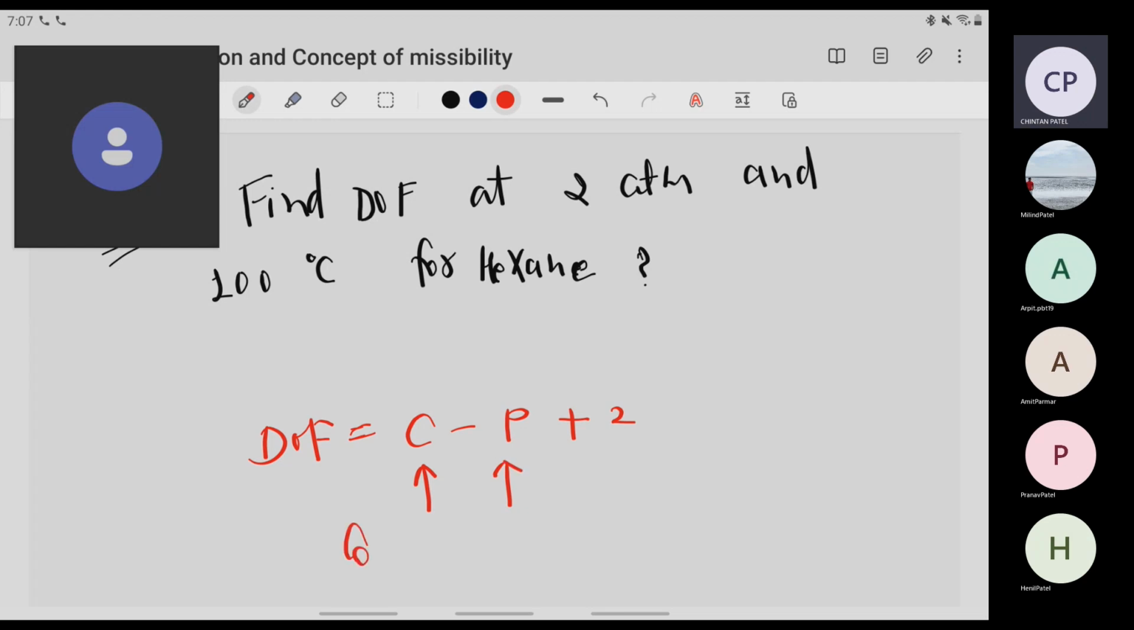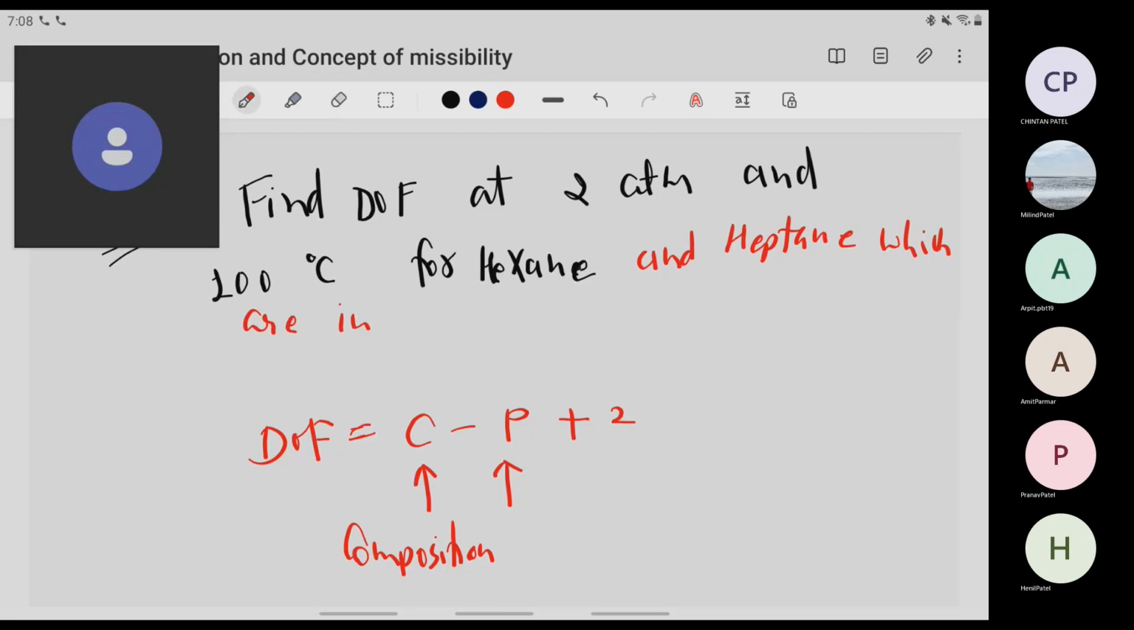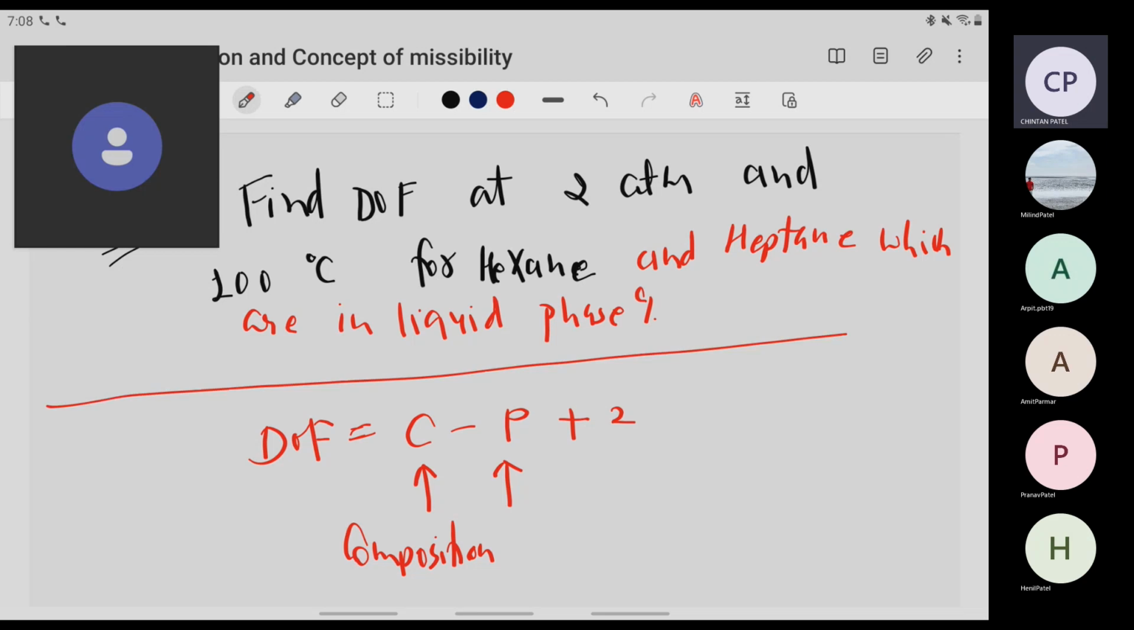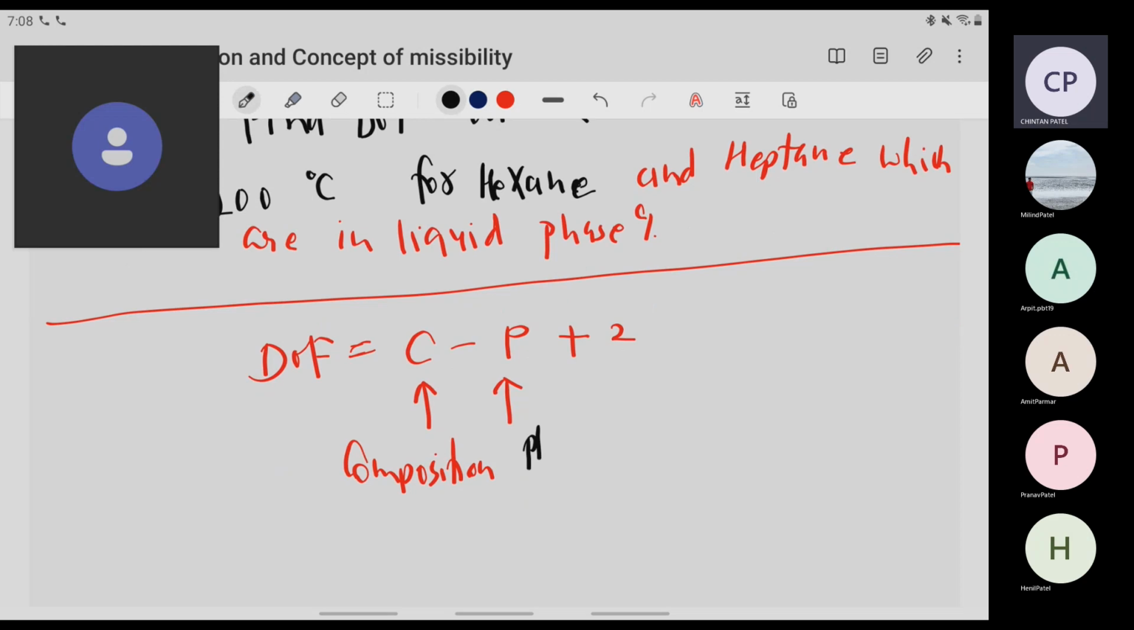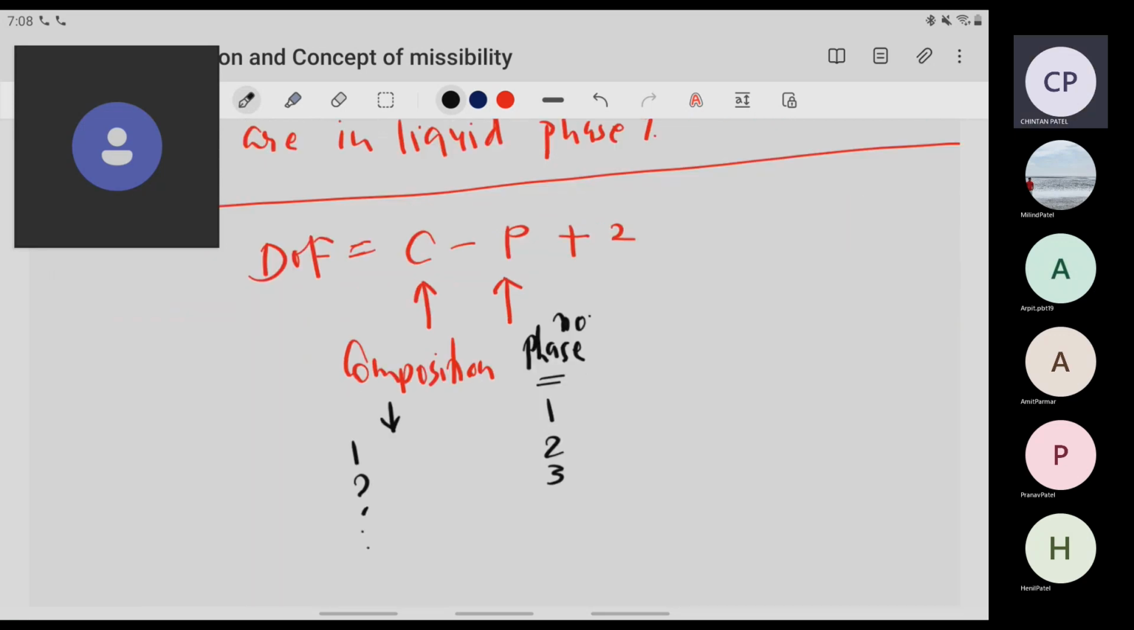This C means composition. Here we write hexane and heptane, which are in liquid and gas. So if this kind of question is given to you, and let's suppose this kind of formula is given to you, C means composition, phi means phase, the number of phases. So this number can go 1, 2 and 3. And the composition may have 1, 2 up to n.